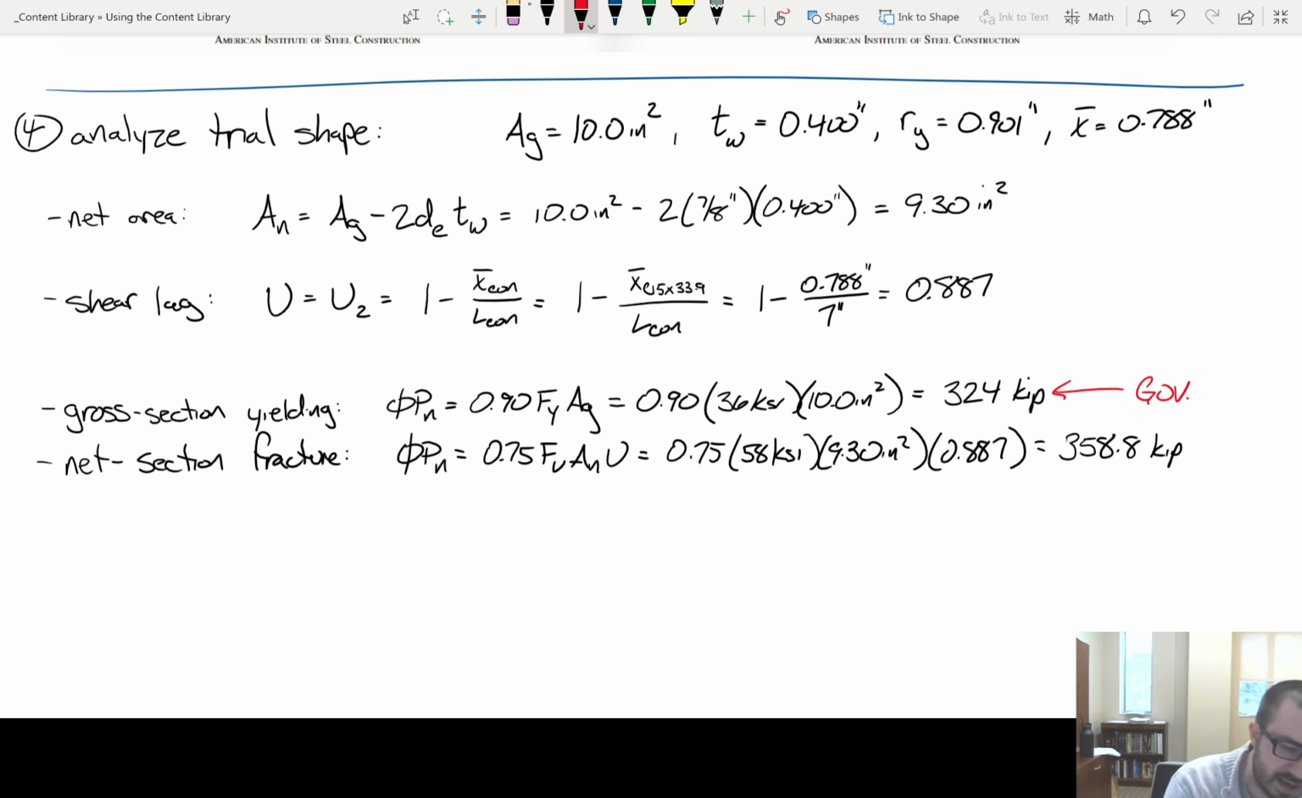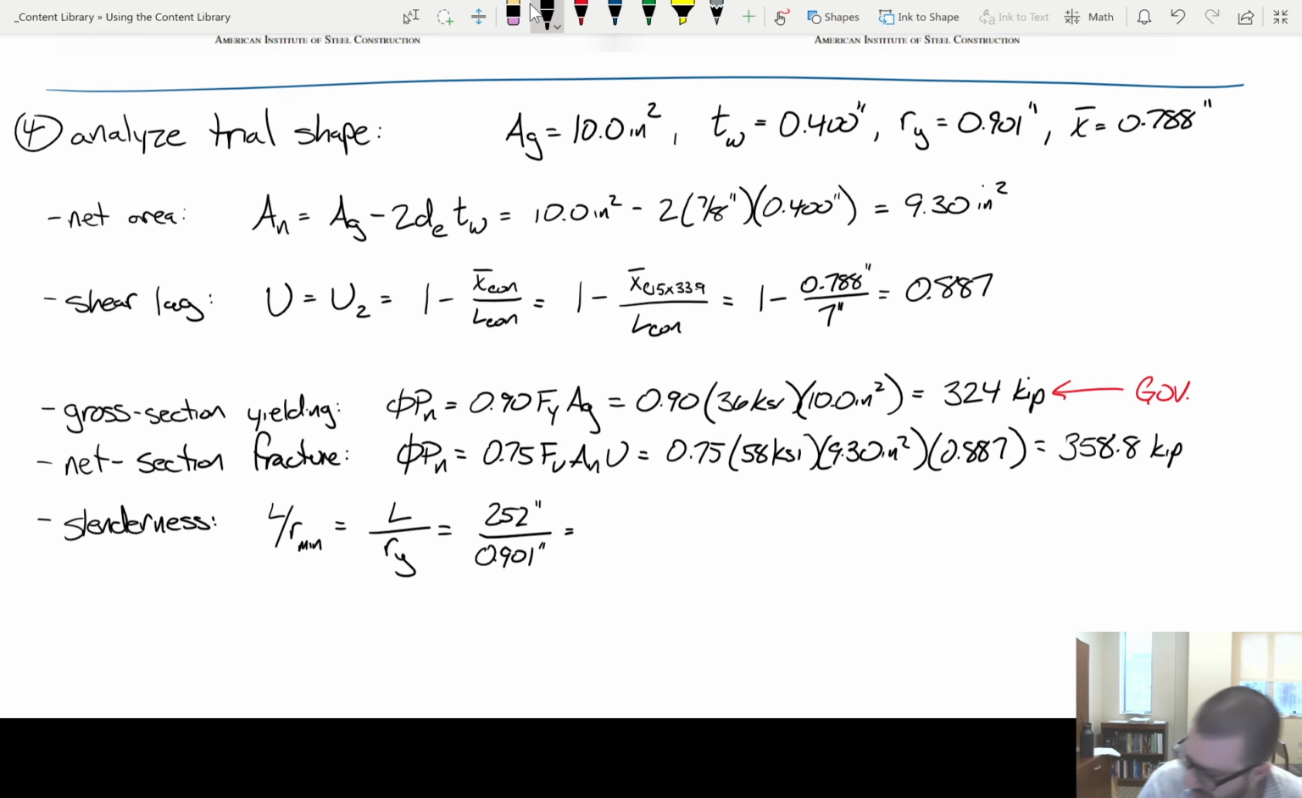But there's one final thing I do want to check, and that's slenderness. And that is L over r min. In this case, L over ry, which is 252 inches over 0.901. And so when you chug that out, you get 279.7. So are we good?